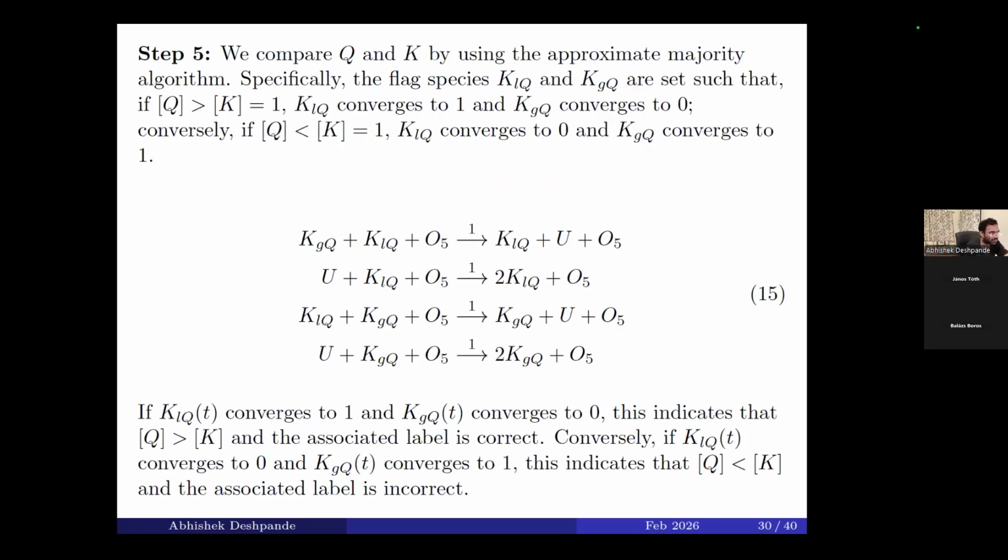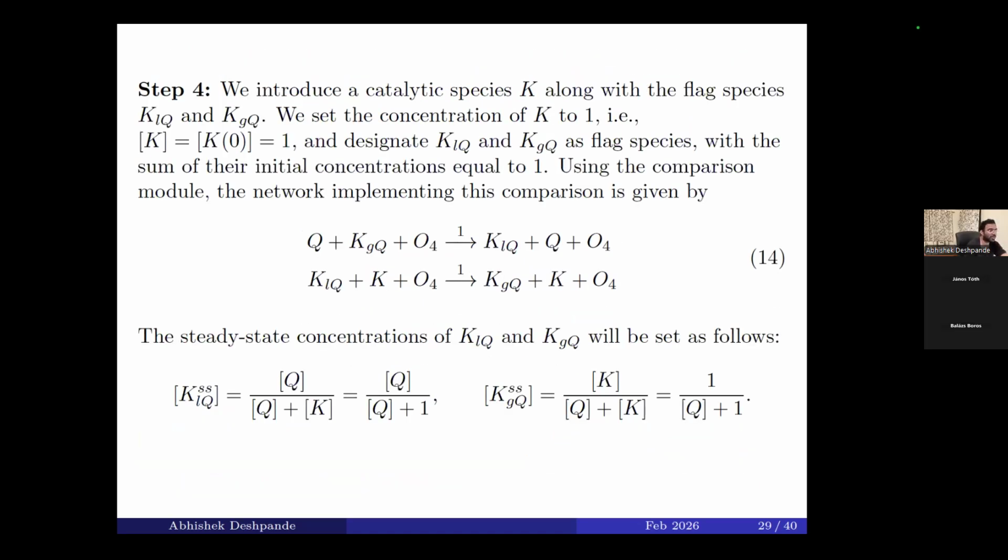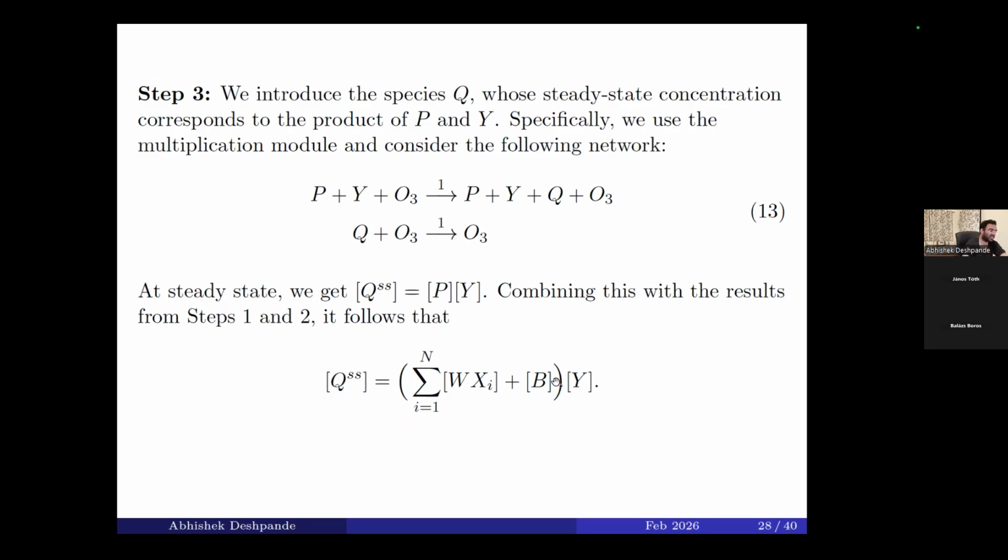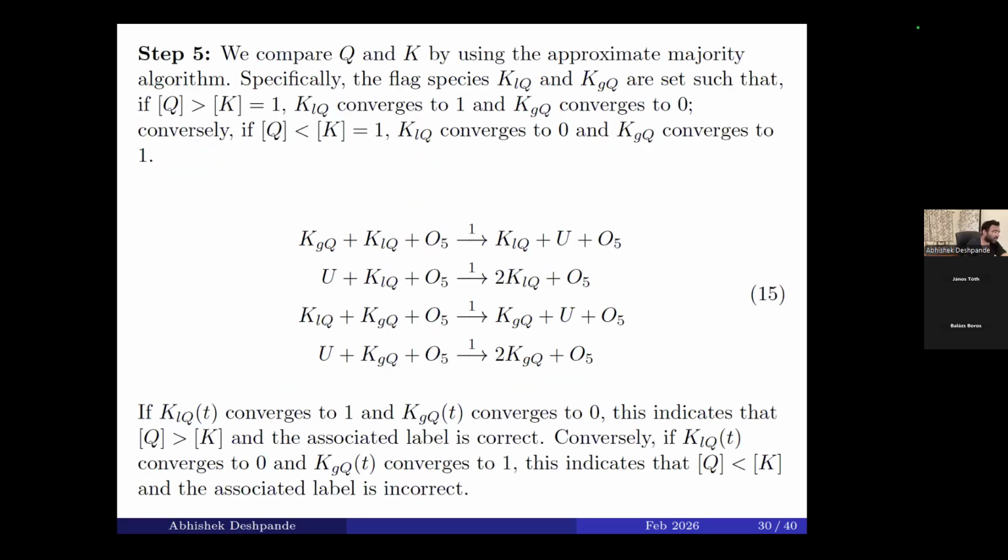So now, again, as I've shown before in step 5, the fifth oscillation molecule, I'm going to use the approximate majority and introduce again flag species such that if Q is greater than 1, then KLQ converges to 1 and KGQ converges to 0. So as a proof of correctness, if I see that KLQ converges to 1, I know that Q was greater than 1 and Q, this value Y times Wx plus B, is greater than 1, which means my point was classified correctly. So using this comparison and approximate majority module in tandem is going to teach my reaction network to compare things and do things in a certain fashion.